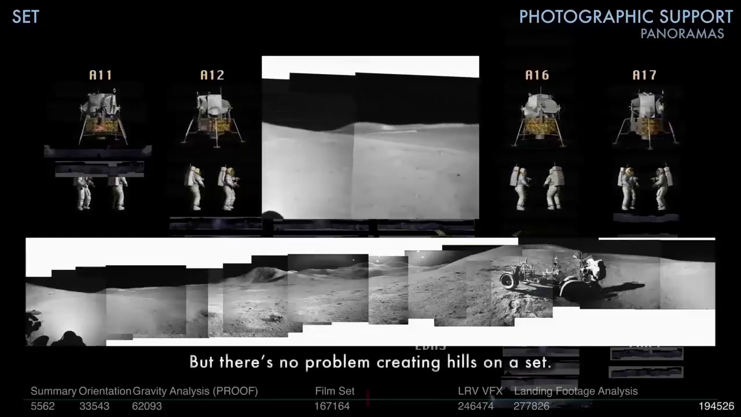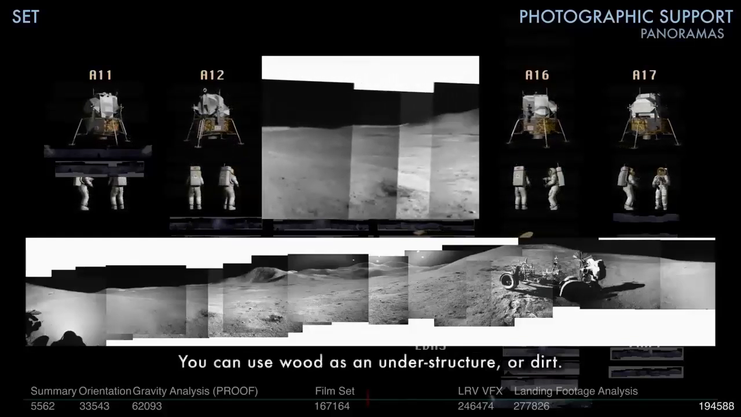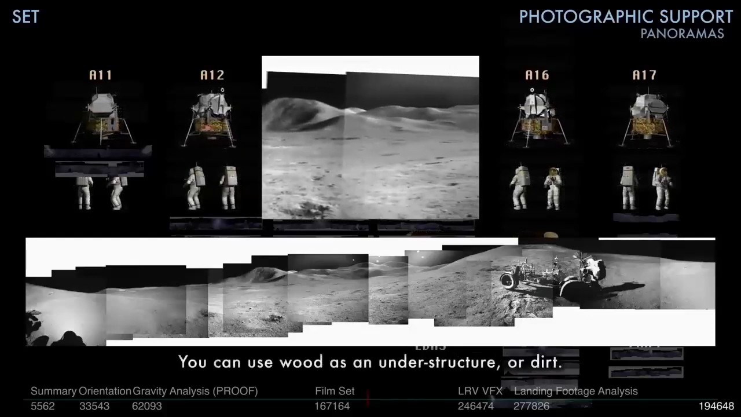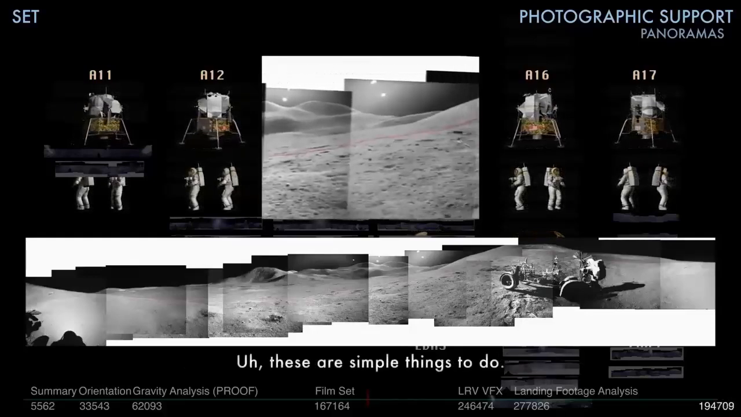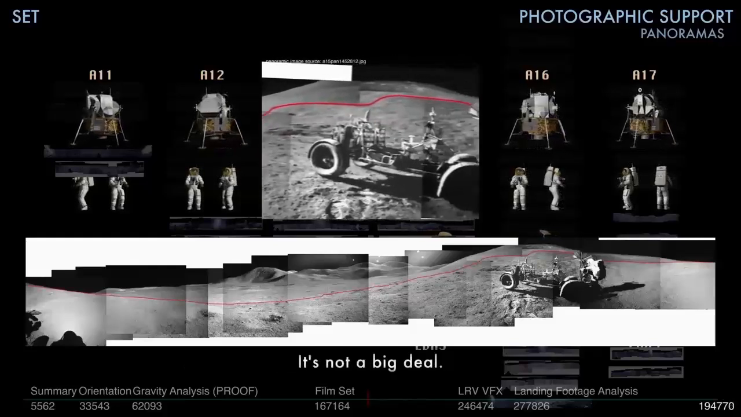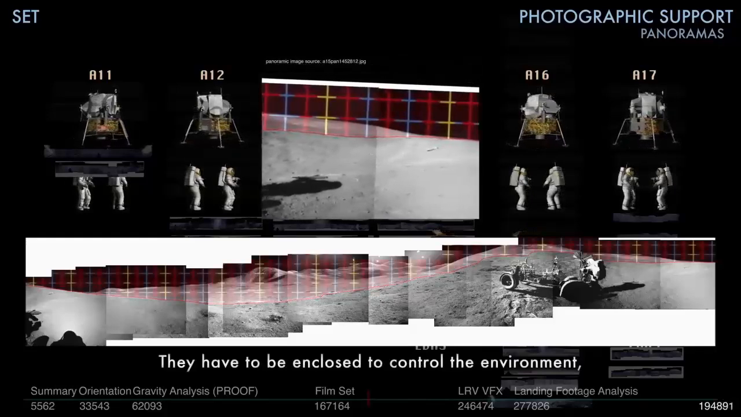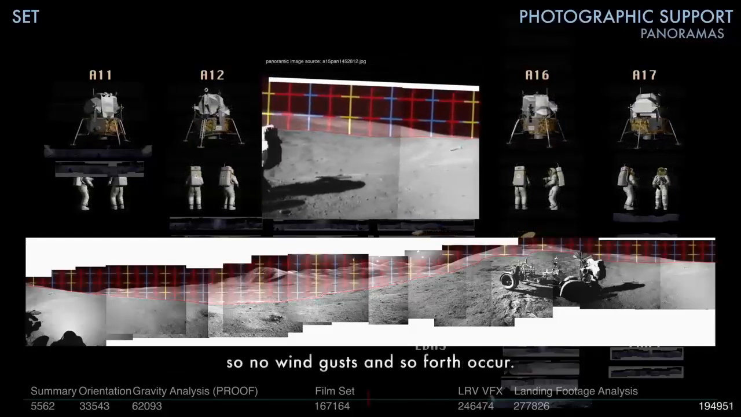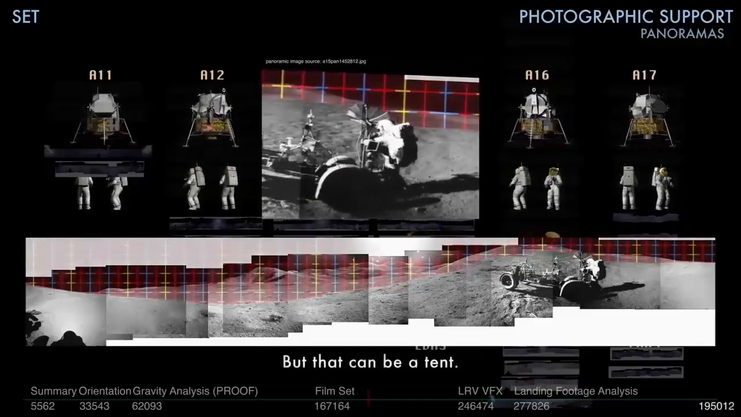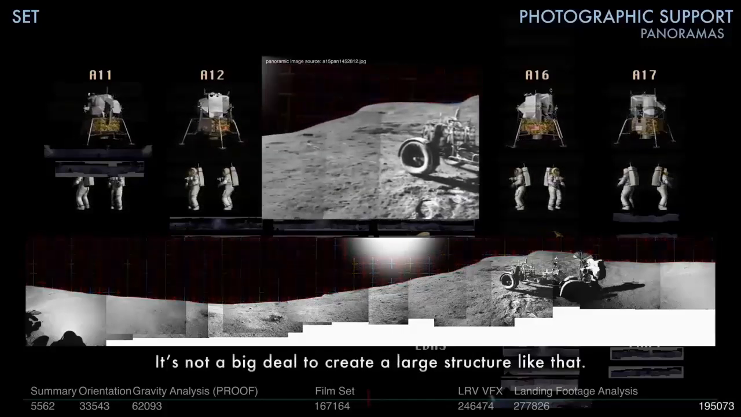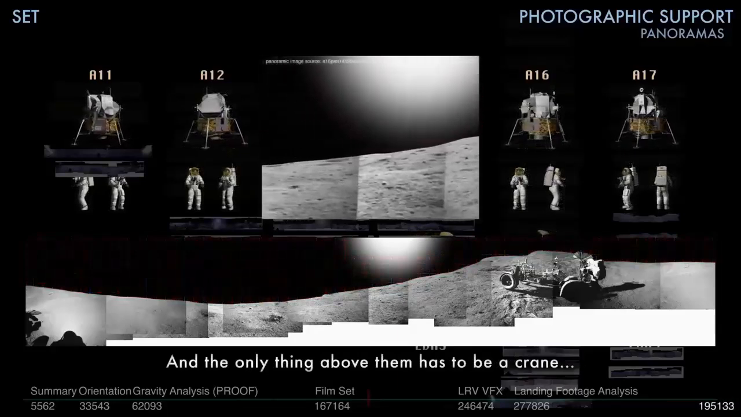They are showing hills here, but there's no problem creating hills on a set. You can use wood as an understructure or dirt. These are simple things to do. It's not a big deal. And these are enclosed sets. They have to be enclosed to control the environment so no wind gusts and so forth occur. But that can be a tent. It's not a big deal to create a large structure like that.